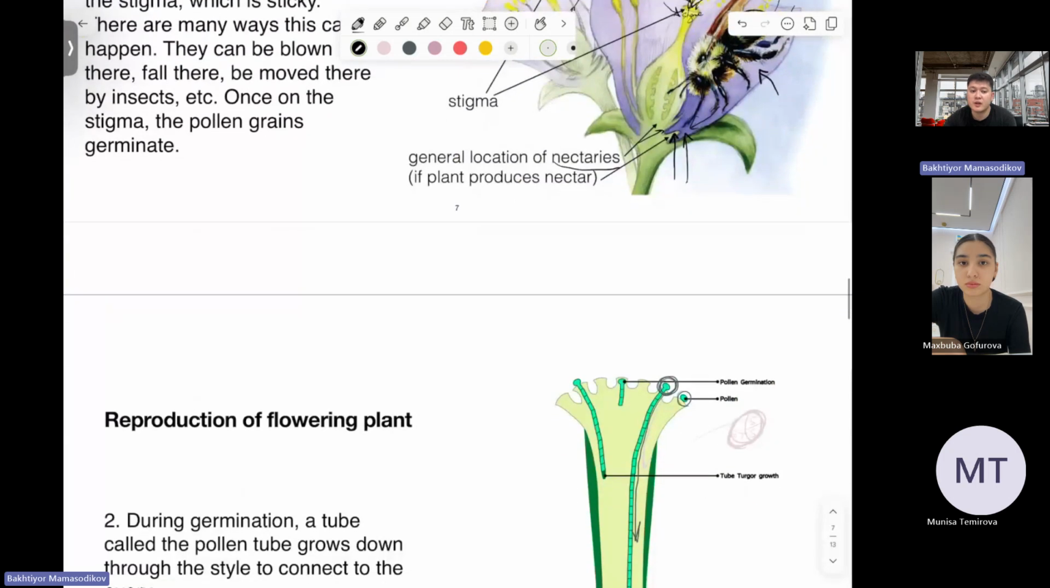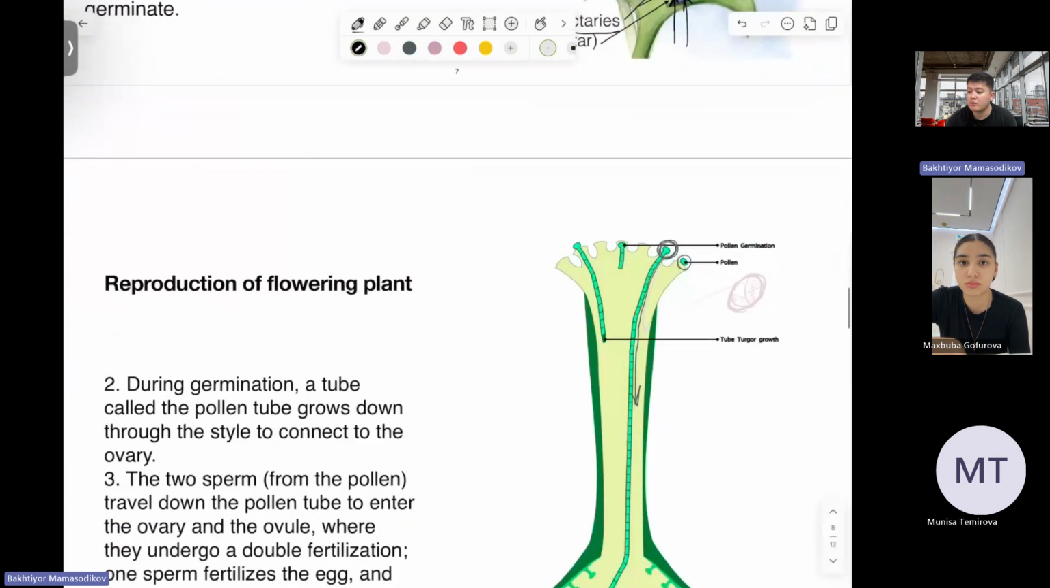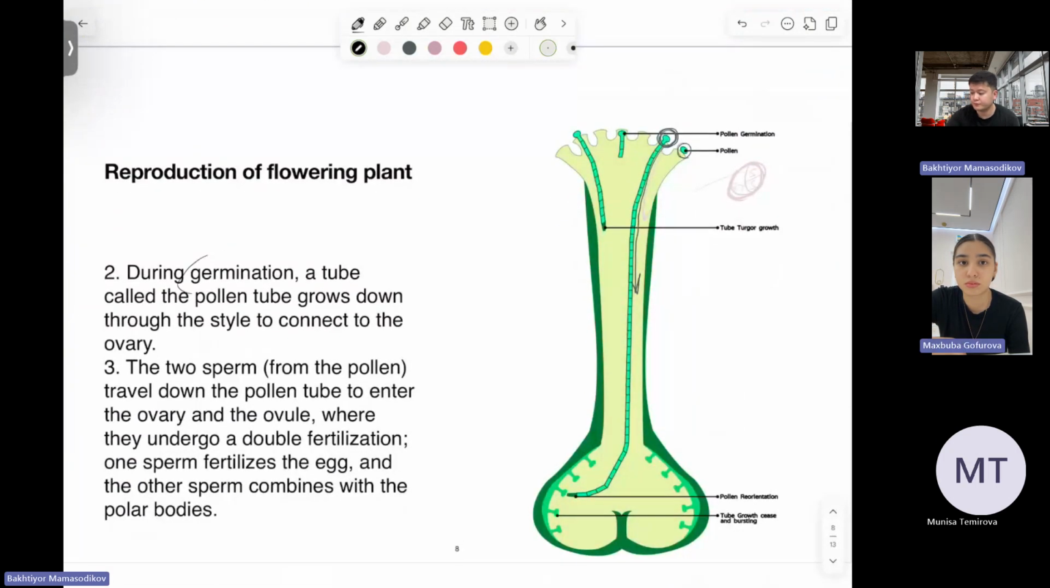Okay, so what is germination in plants? Germination is when the pollen grain forms the pollen tube that grows down throughout the style, and this tube delivers the sperm cells to the ovule inside the ovary. Okay, this leads to the fertilization. This is called the germination process.